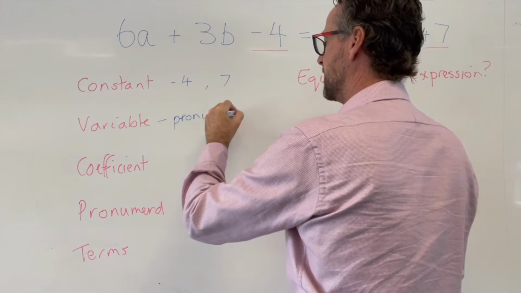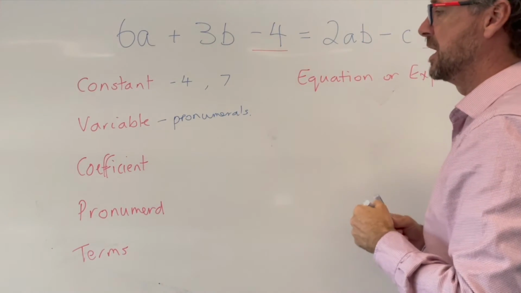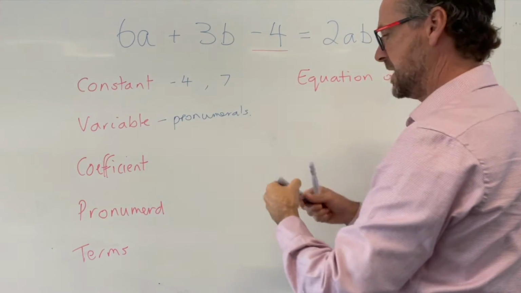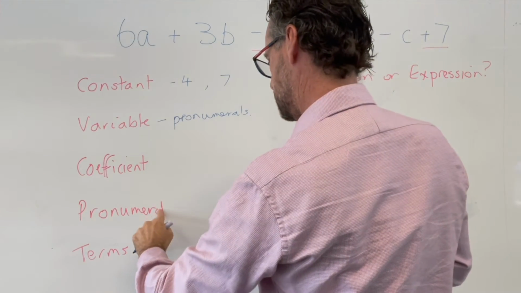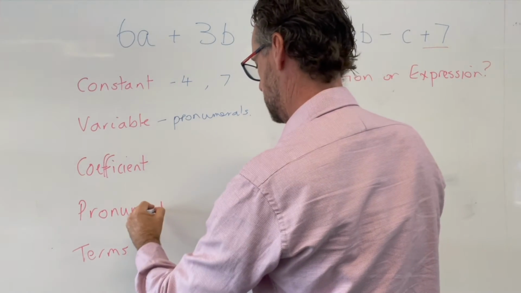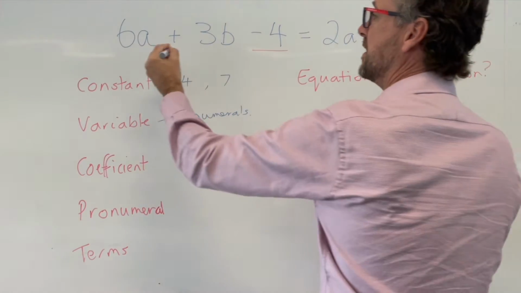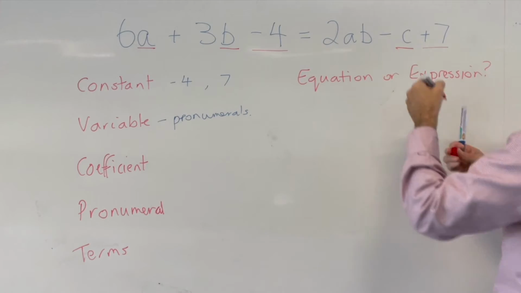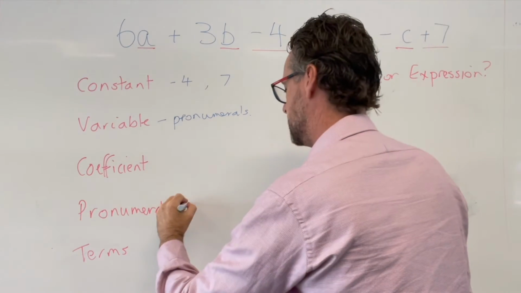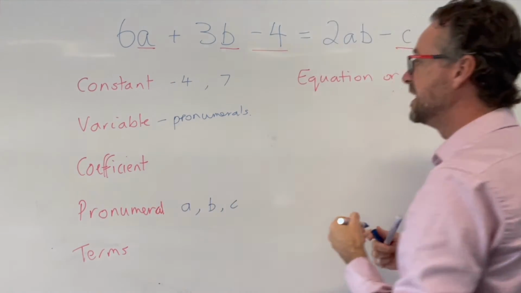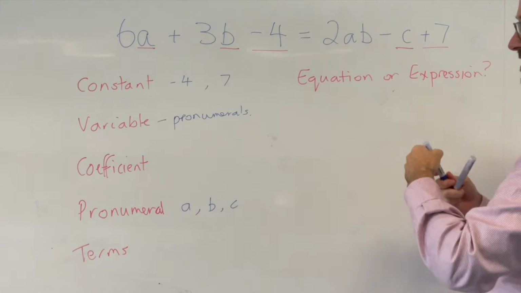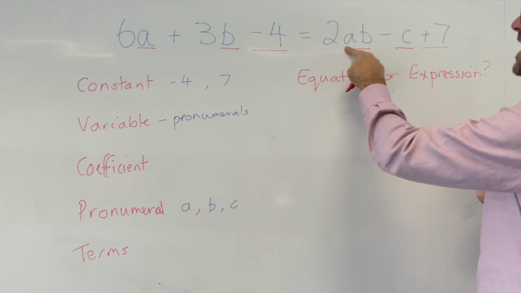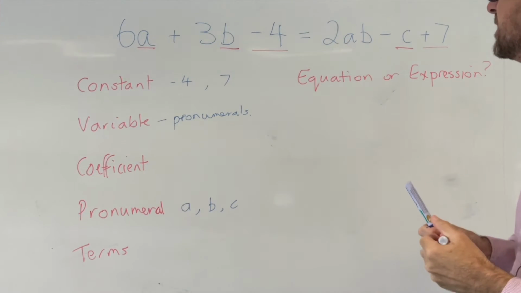Okay, so those variables are going to be these pronumerals. We'll look at that now. The pronumerals in this one are these ones. So we have a, b, and c as our pronumerals. And even when we put two of them together like this, ab, it doesn't make a new pronumeral, it just means a multiplied by b, okay?